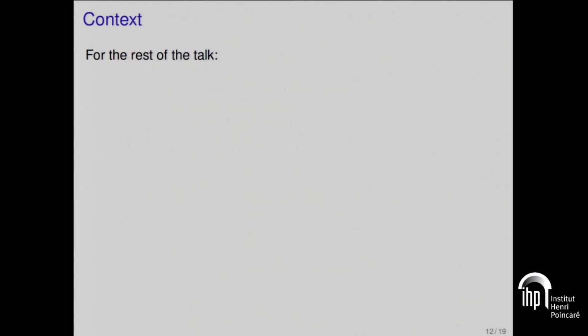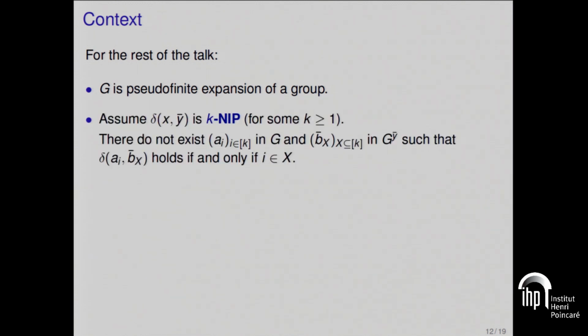Yeah, so repeating the context. For everything I say for the rest of the talk, G is a pseudofinite expansion of a group. Just to repeat, this is very important for everything I say. It would not work in general. It's a pseudofinite expansion of a group. And I'm going to work with a formula through the whole talk, delta x y bar, which I'm going to assume is NIP, k-NIP for some k. And again, the k won't really matter. And I've rewritten the definition of what that means there.